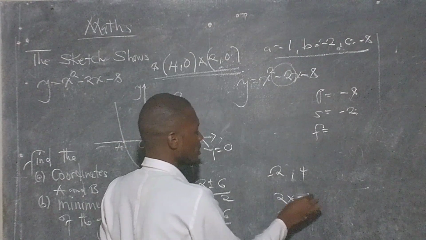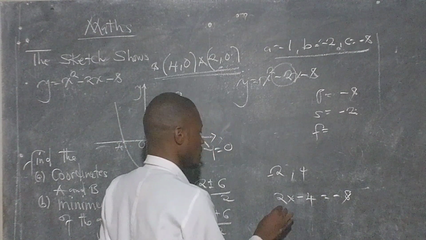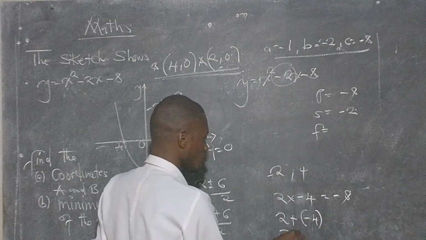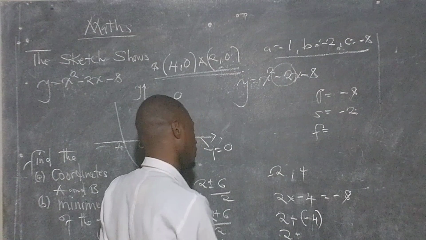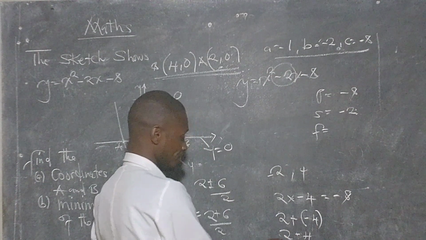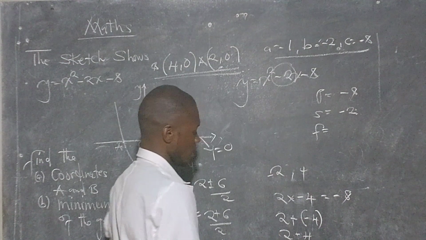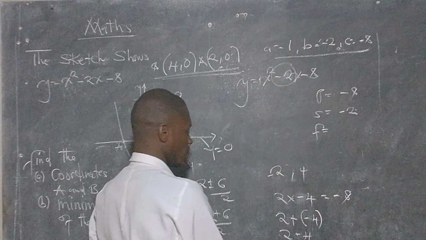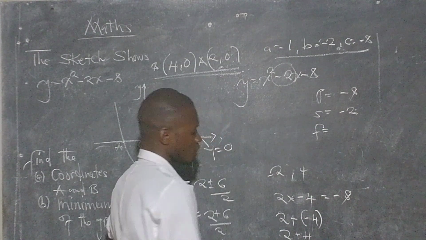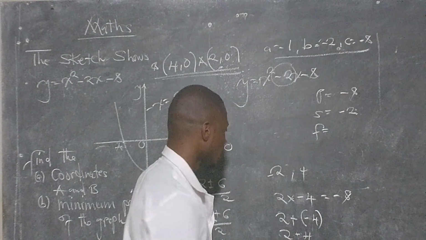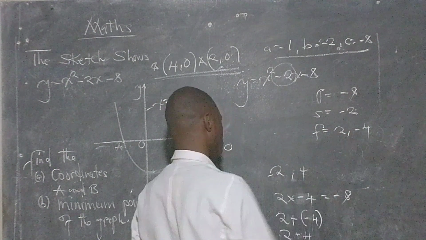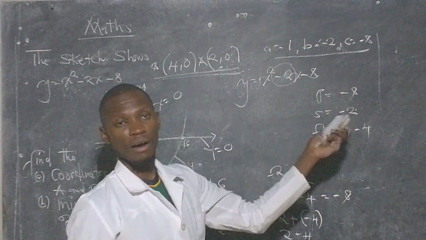So 2 times negative 4, we are getting negative 8. Then 2 plus, open bracket, negative 4. So negative 4 here, and from here, we'll say negative 2 minus 4. A bigger number is coming from a smaller number, so the answer will have a negative. So here is negative 2. So the factors we have are 2 and negative 4. So these are our factors.